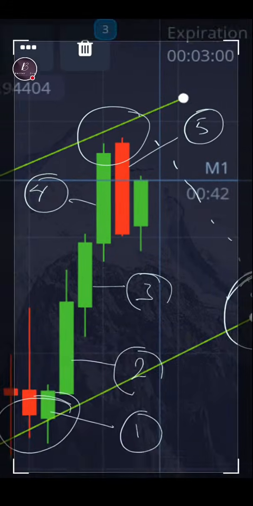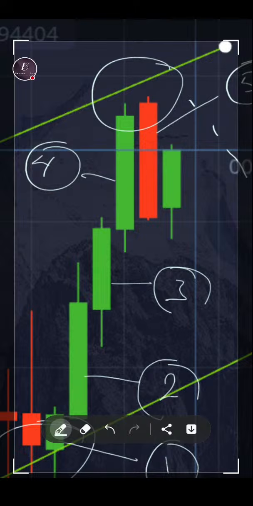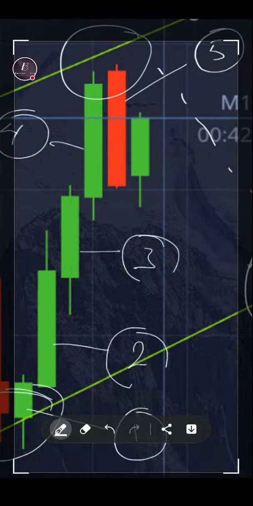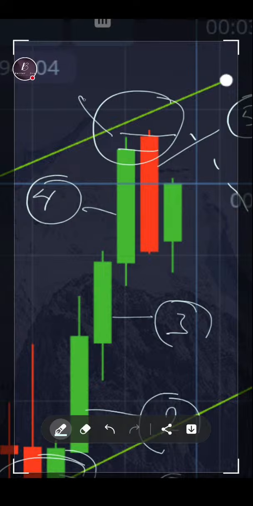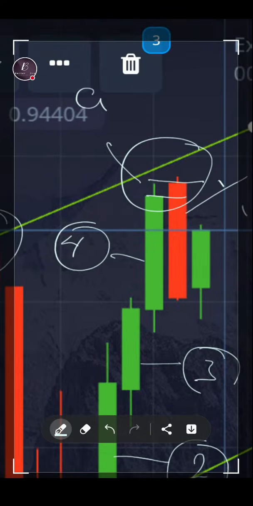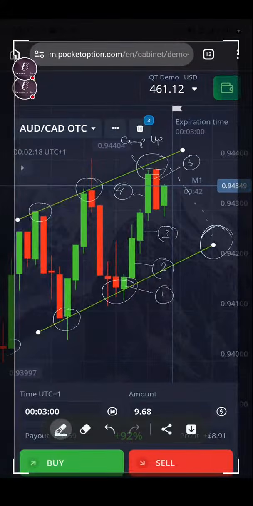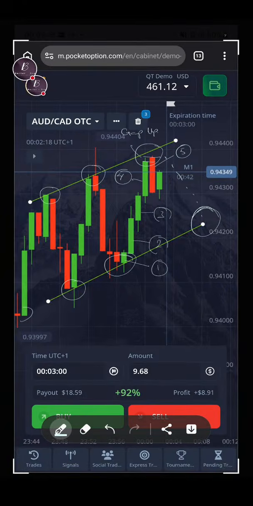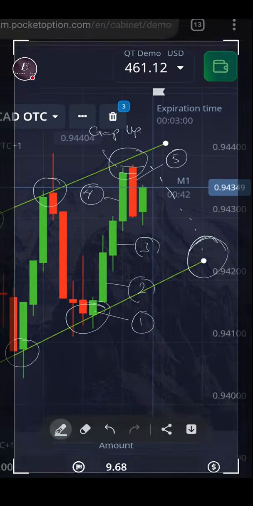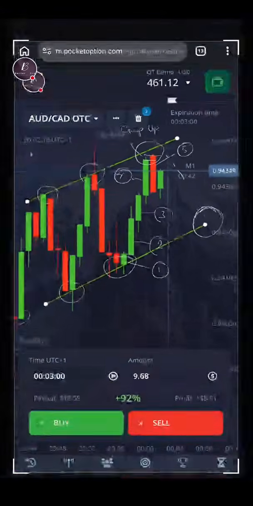There's this thing called gaps. I've explained it before, I'll explain it again. You see, this market closed here, but the market jumped up and opened up here. They call it a gap up. Anytime you see a gap up, it is in favor of the sellers. Anytime you see a gap down, it is in favor of the buyers. That's the major thing I will just tell you quickly.